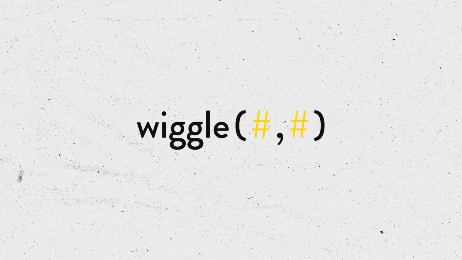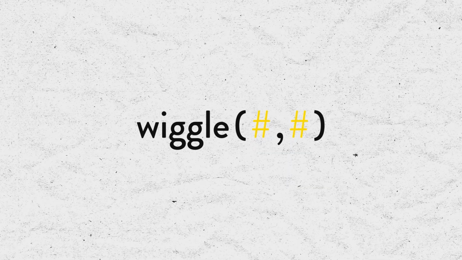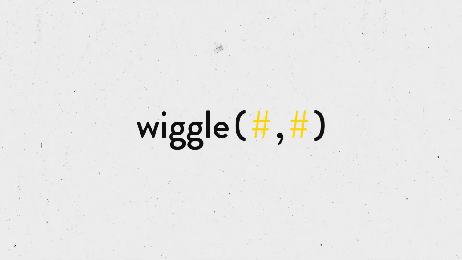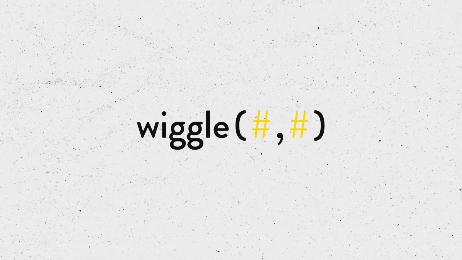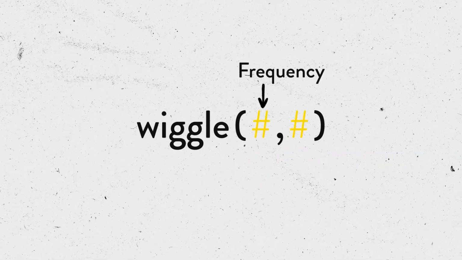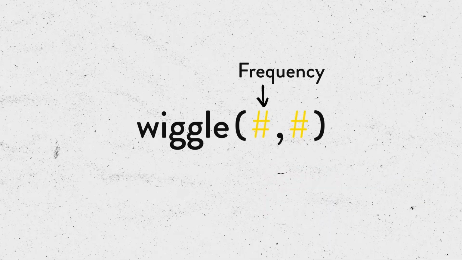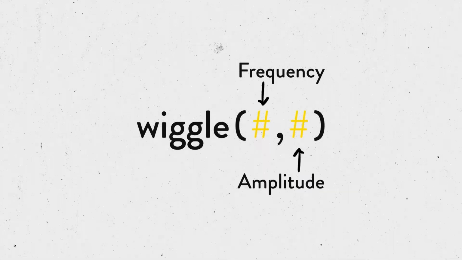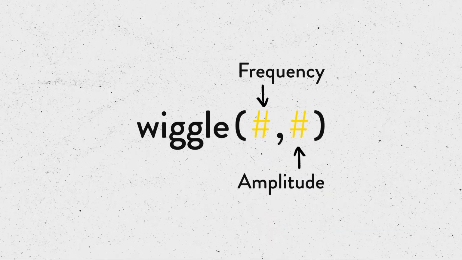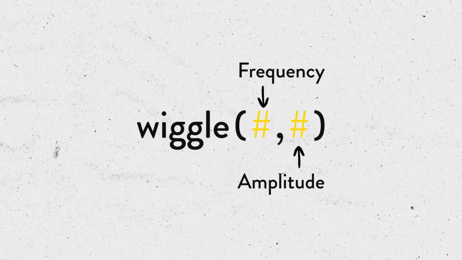So when you type in your wiggle expression, it's going to come with a set of parentheses, and there you typically put in 2 numbers divided by a comma. The first number in the parentheses being frequency, which is how often it should move, and then the second number is the amplitude, essentially how far it should move from the base position.